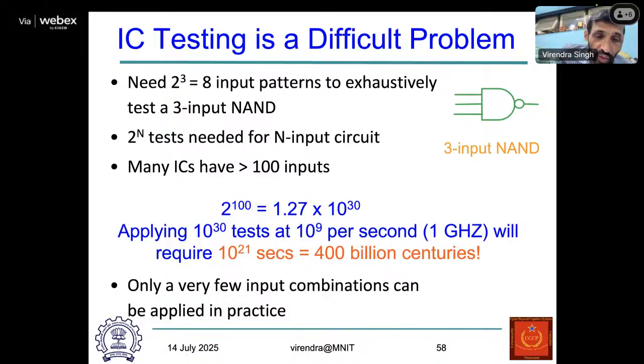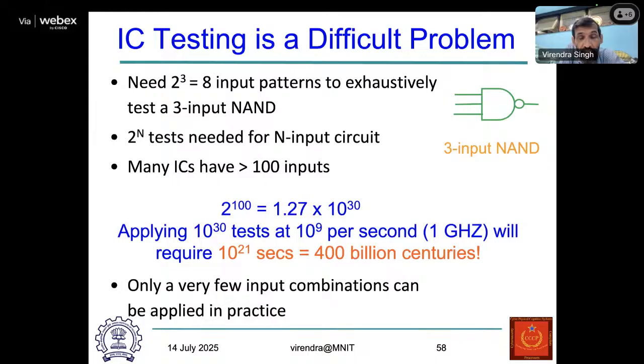Now, it will take 10 raised to the power 21 seconds to complete this process. 10 raised to the power 21 seconds is roughly equal to 400 billion centuries. So that means the design that you have created today would be ready for use after 400 billion centuries, which is totally impractical. None of us will be there in this world at that point in time. So therefore, I cannot apply all possible inputs.